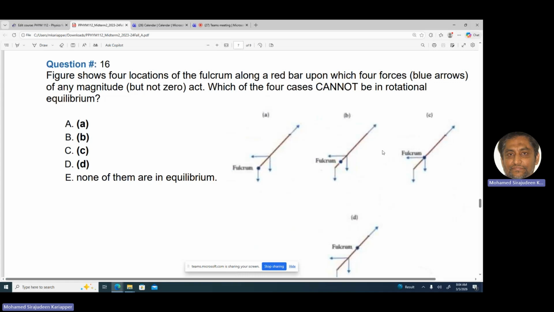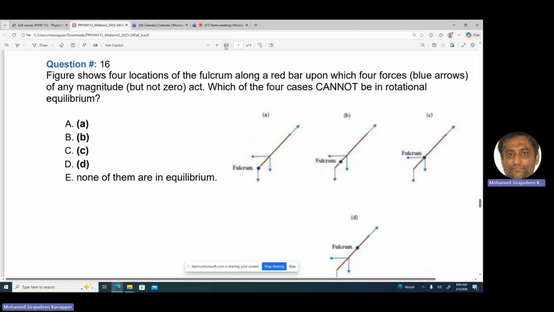Are there both positive and negative torques? If we get at least one positive and one negative, then we can say it is going to be in rotational equilibrium, because we can adjust the sizes of the forces such that the sum of all the counterclockwise torques is equal to the sum of all the clockwise torques, since we have the freedom of changing the size of the force.